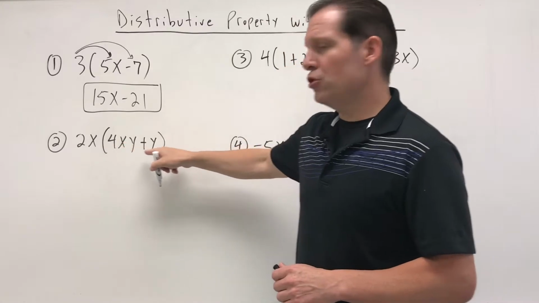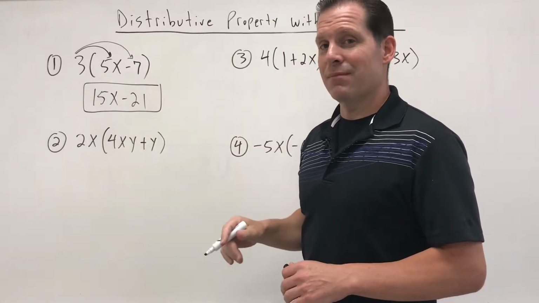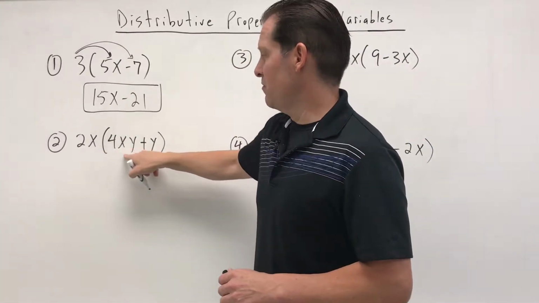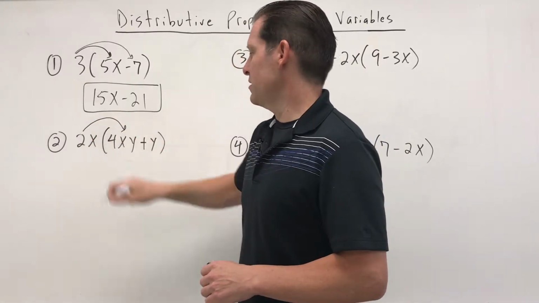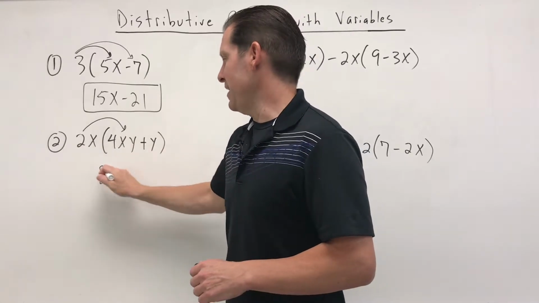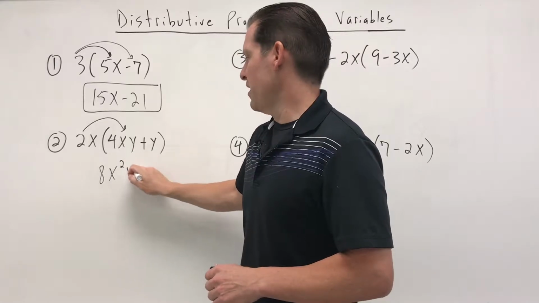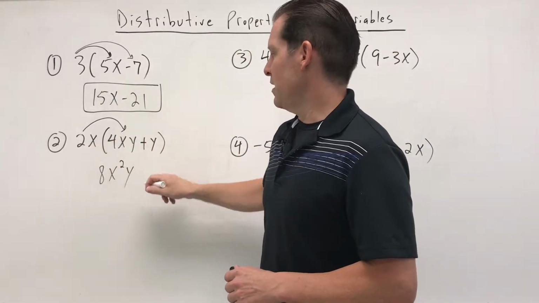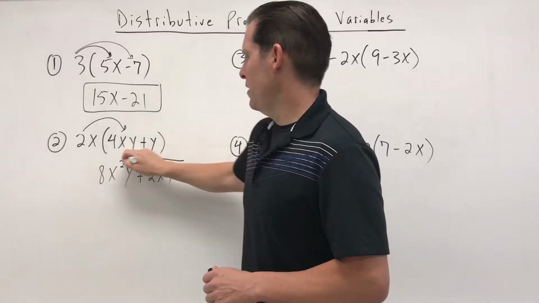Now when you look at number 2, it's very similar except we have 2 variables. We have x and a y. But the concept is still the same. We're going to multiply 2x times whatever's inside here, which is 4xy, and then times y. So 2x times 4xy. So 2 times 4 is 8. X times x is x squared. And then we still have the y. Then we're going to multiply 2x times y, which is simply 2xy. And that problem's done.